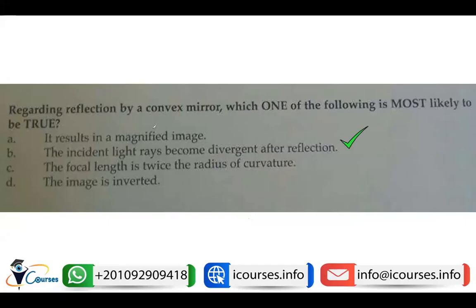Exactly. So it results in a magnified image, not a magnified image. The light rays become divergent after reflection. This is right. Focal length is half of the radius of curvature, or the radius of curvature is twice the focal length, and the image is erect.